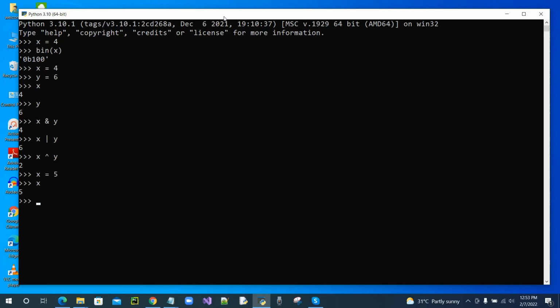When x is equal to 5, then tilde x is equal to minus 6. Because 5 plus 1 is equal to 6, and when the sign is changed, the output becomes minus 6. When x is equal to minus 5, then tilde x is equal to 4, because minus 5 plus 1 is equal to minus 4, and when the sign is changed, the output becomes 4.